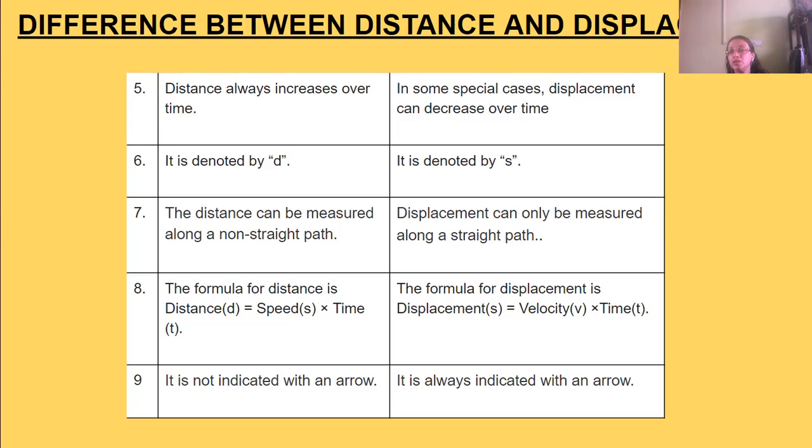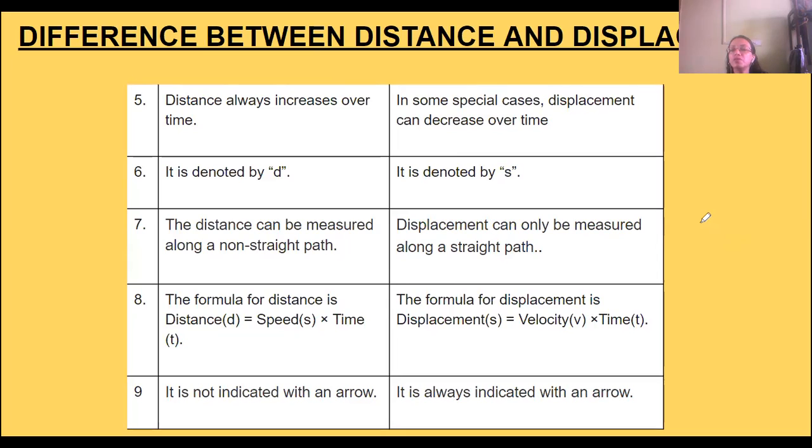So say, if a body moves like this, it moves like this, then it comes like this. That will be the distance. But displacement will be this one, a straight line. So displacement will decrease over time.